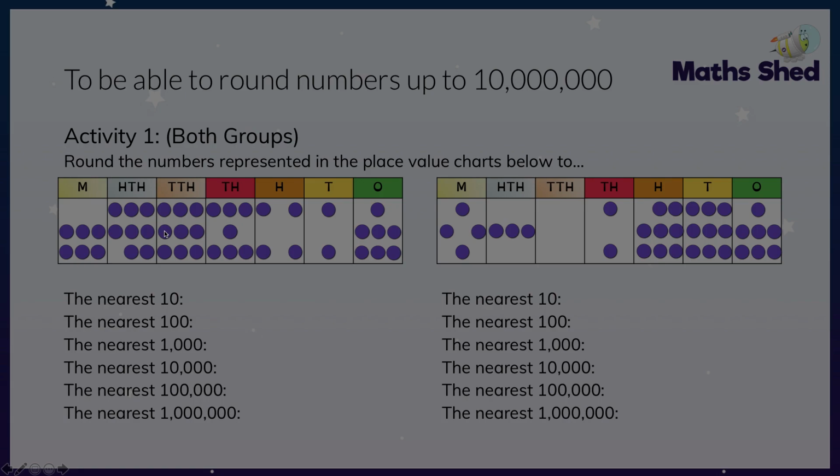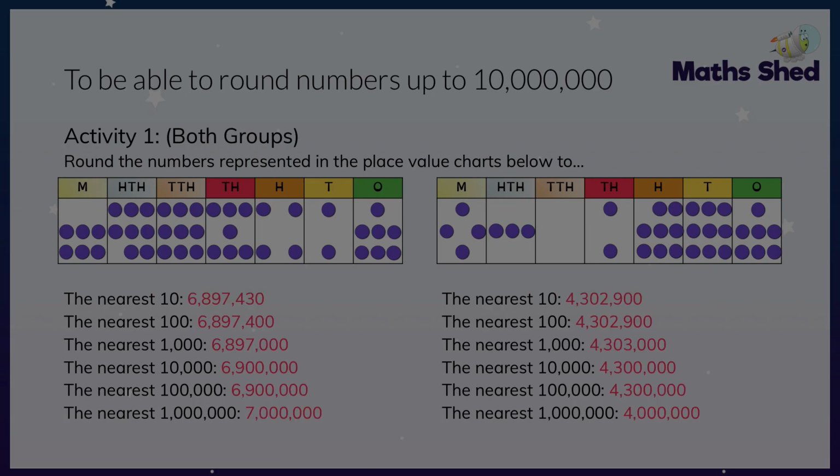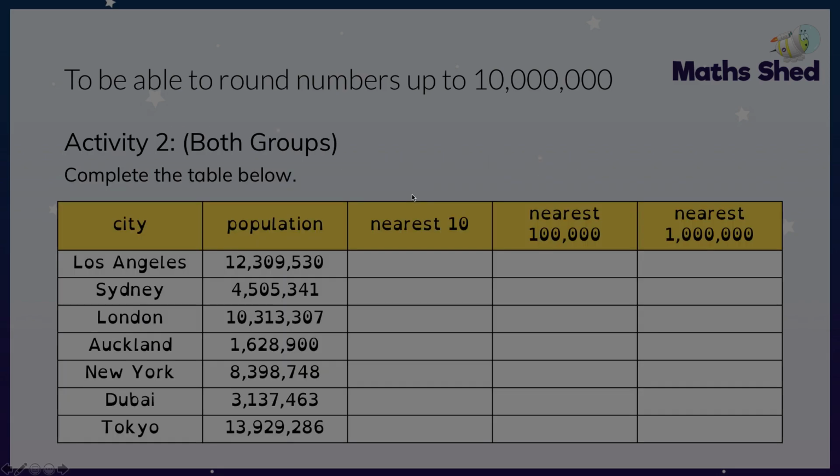Activity 1, aimed at both groups, please. You have 2 of the same to have a go at, please. So either pick the left or the right or have a go at both. Pause the video now. Okay, let's see how you got on. Here are your answers. And on to the next.